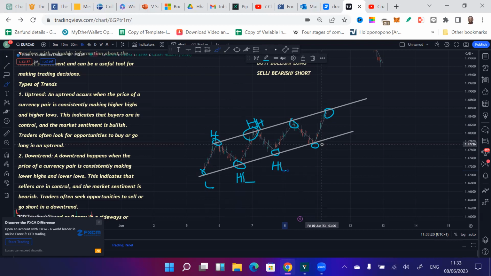An uptrend occurs when the price of a commodity is constantly making higher highs and higher lows. So when you see a higher high and higher low like this, and you use trend lines, you notice that it's sloping upwards. That's why it's called an uptrend. Simple.